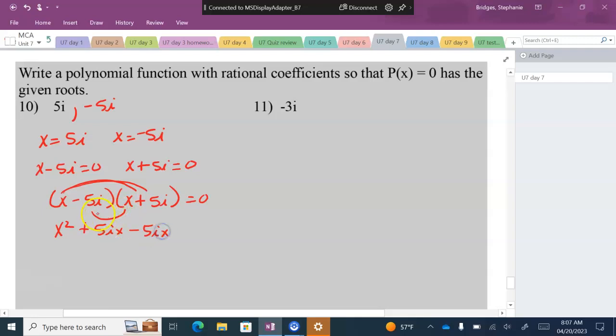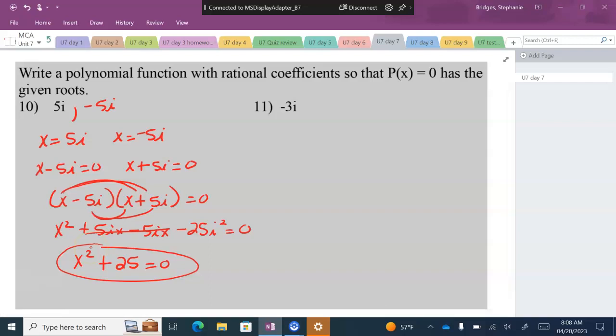minus 5ix. And when I multiply negative 5i times positive 5i, I get a negative 25 what? i squared. And what does i squared do? It turns it to a, what kind of 25? Positive, right? And i squared equals negative 1. So that's like saying negative 25 times negative 1, which would give me a positive 25. Those middle terms cancel as they should when we multiply a pair of conjugates. And so my answer is going to be x squared plus 25 equals 0 or equals y.